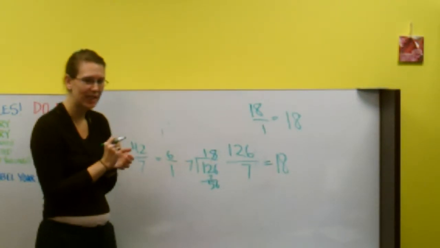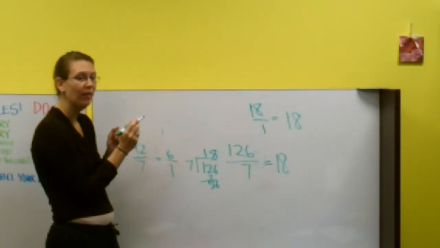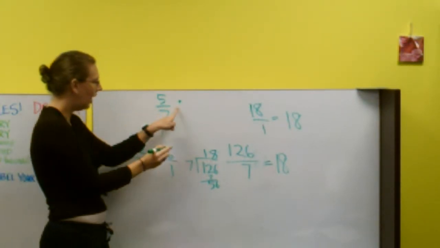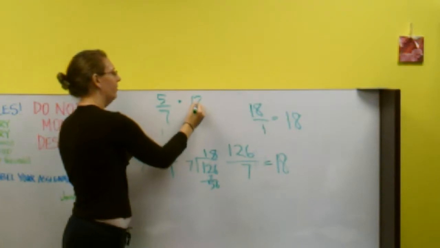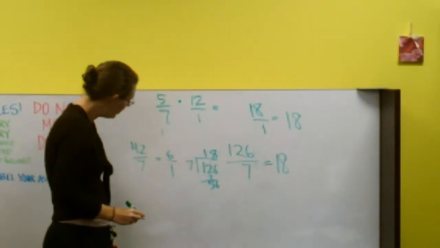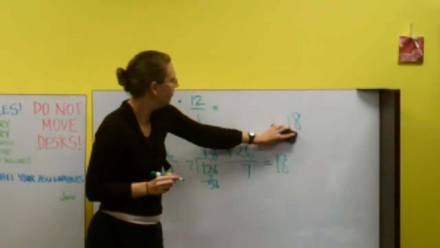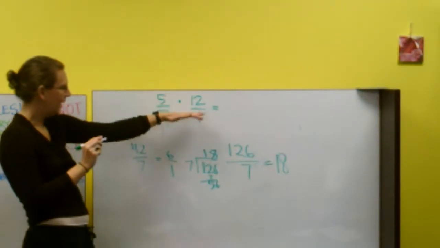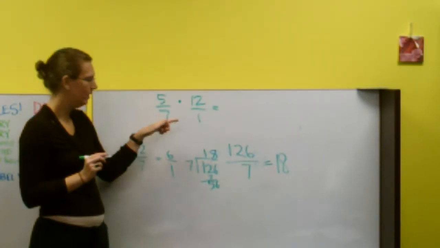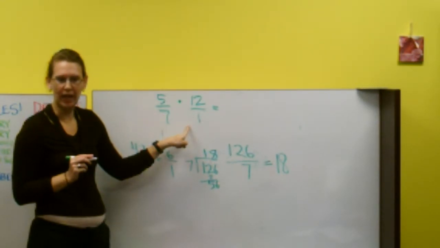Okay, "of" means multiply. 5/7 of 12. Okay? 12 over 1. So 5/7 of 12. Can you simplify anything here? Do you see anything that they have in common? 7 is prime. 1 is prime, sort of.